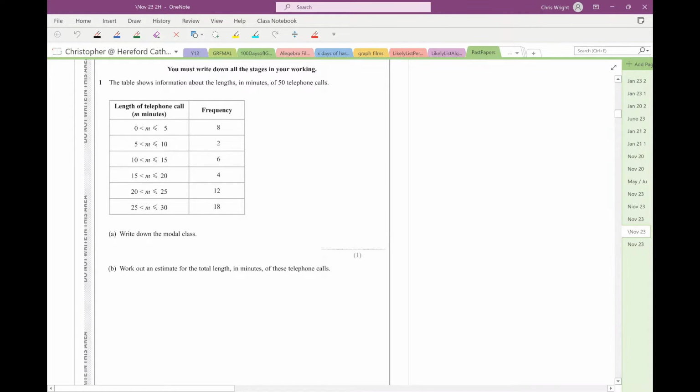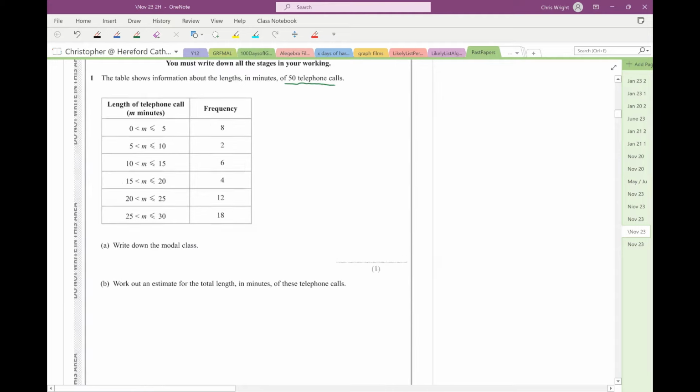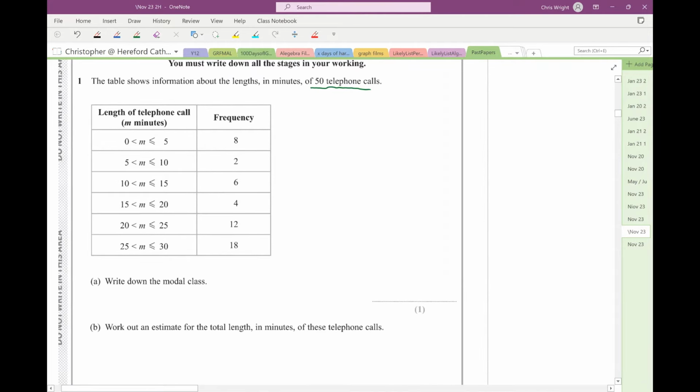Question 1. The table shows information about the lengths in minutes of 50 phone calls. Take a moment, make sure you understand what the table is meaning. So I've got length of telephone calls here. Some of the phone calls took between 0 and 5 minutes. 8 phone calls took that length of time. 4 phone calls took between 15 and 20 minutes. So once you've understood what the table means, then you can go ahead and look at the questions.